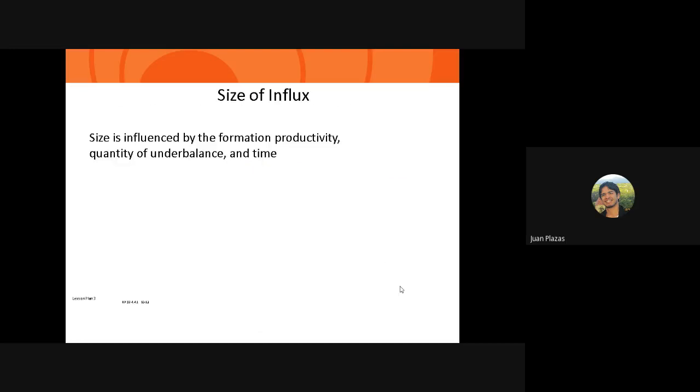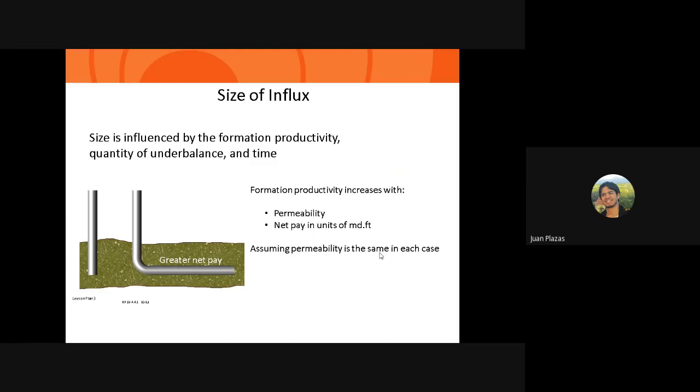So the type of the influx has to do with permeability, my friends, again. Permeability impacts well control a lot. And the type of the influx depends on productivity, so permeability, the quantity of underbalance, and time. The quantity of underbalance means the amount of differential pressure between formation pressure and hydrostatic pressure. Time is how long the rig crew takes to close the well, and formation permeability has to do with the degree of communication in the porous spaces of rock.